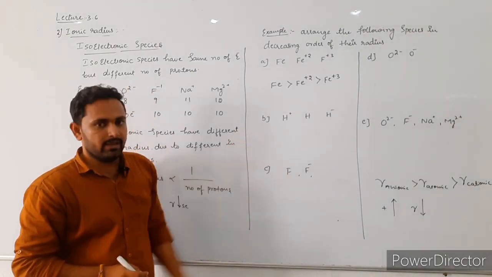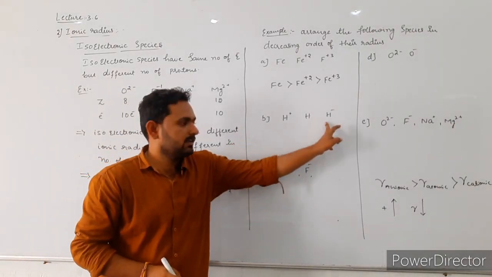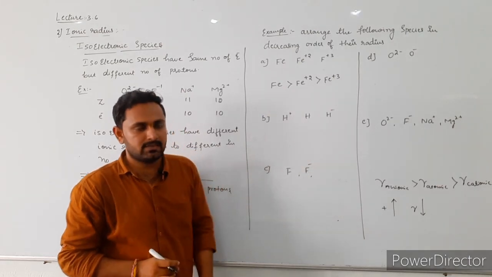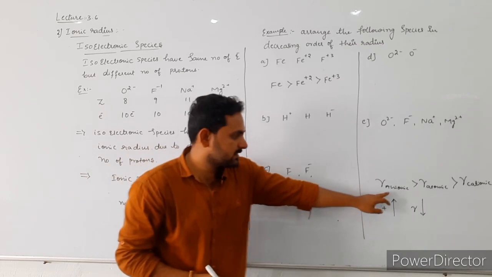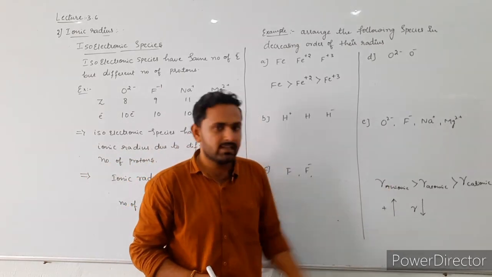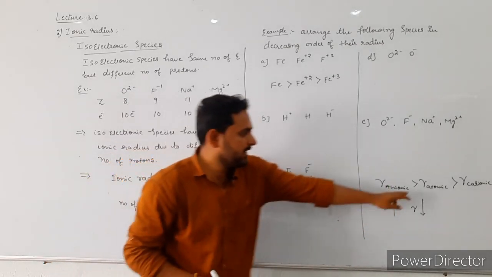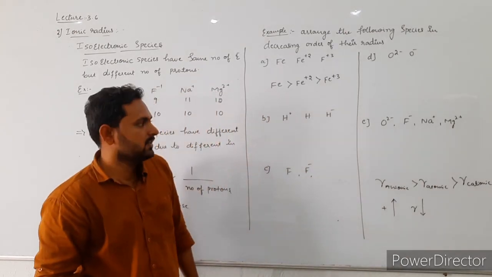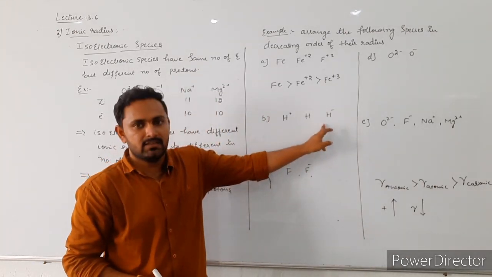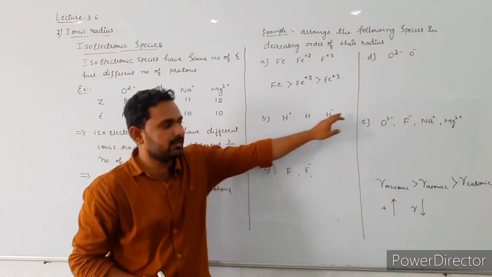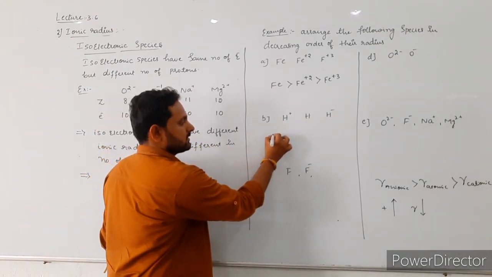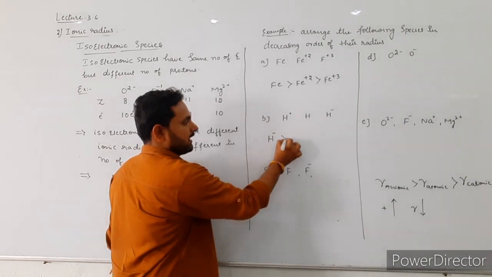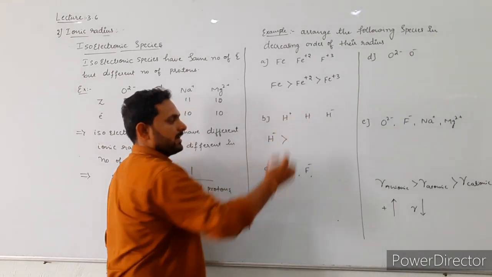Next, come to B. Between these three species, which has more radius? H plus, H or H minus? According to this order, anionic radius is always greater than atomic radius and cationic radius. So, between these three, the radius of H minus is greater than H plus and H.